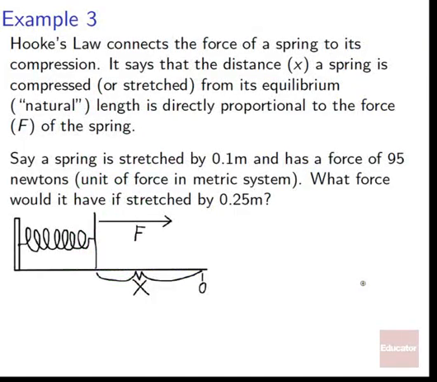Next example. All right, this one's a little more complex because it's a word problem, but we'll be able to work through it actually. Hooke's law connects the force of a spring to its compression. It says that the distance x a spring is compressed or stretched from its equilibrium natural length is directly proportional to the force F of the spring. So first, let's wrap our heads around what that means. So very first thing you should do, if you read a word problem and you're not sure what a word means, go look it up.